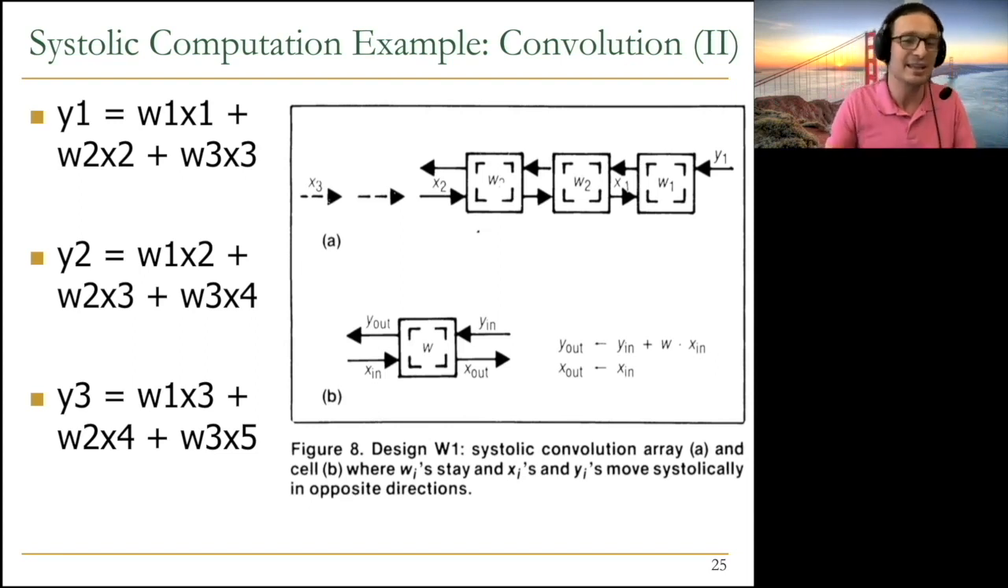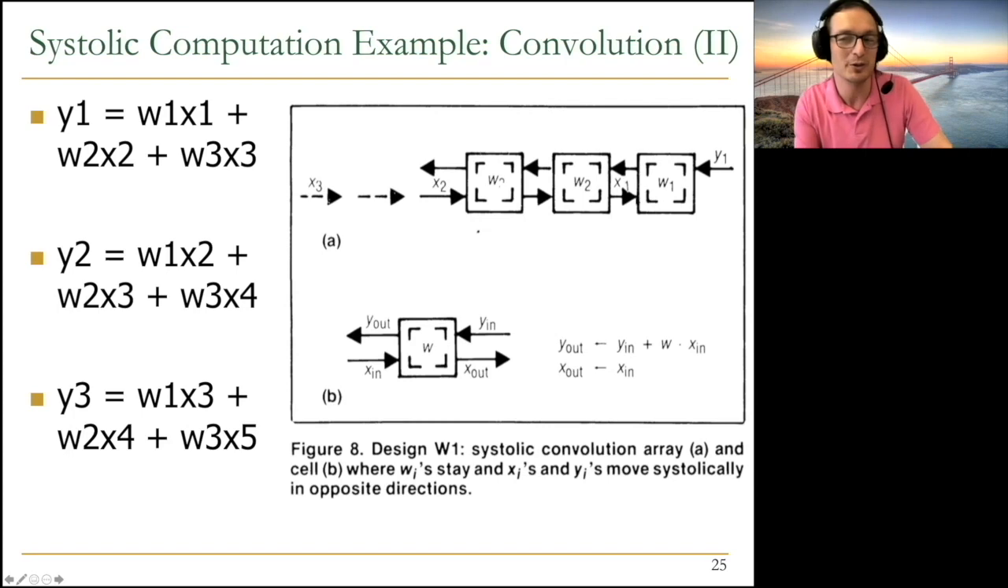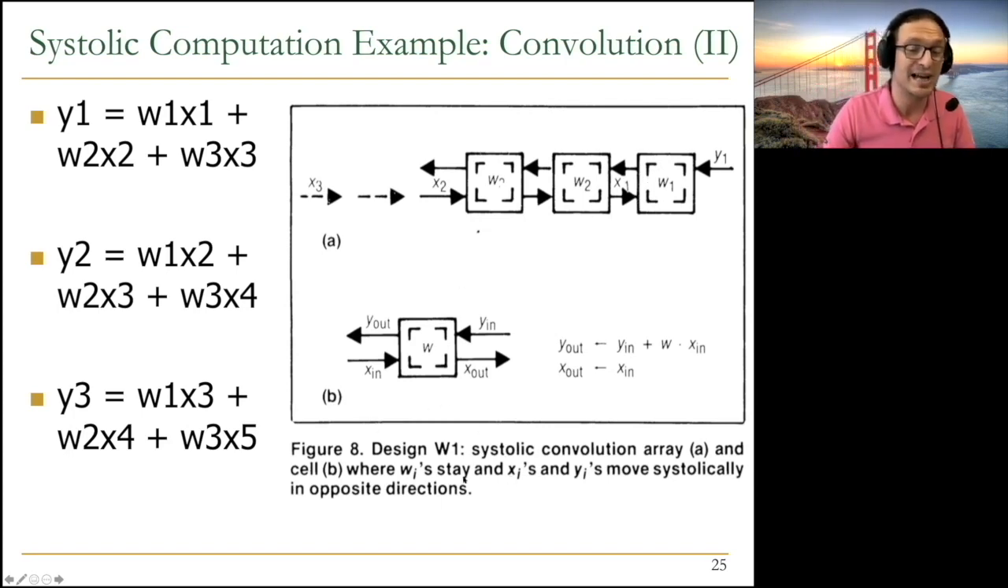And this is the example that I'm going to show you. This is one of the designs that was introduced in H.T. Kung's paper. You can see there are processing elements organized in a linear fashion, and the input data, X's, flow from left to right. There are 3 processing elements over here, and here we are computing y1 equals w1x1 plus w2x2 plus w3x3. Each processing element has a weight inside it that's stationary, that stays there in a register, for example.